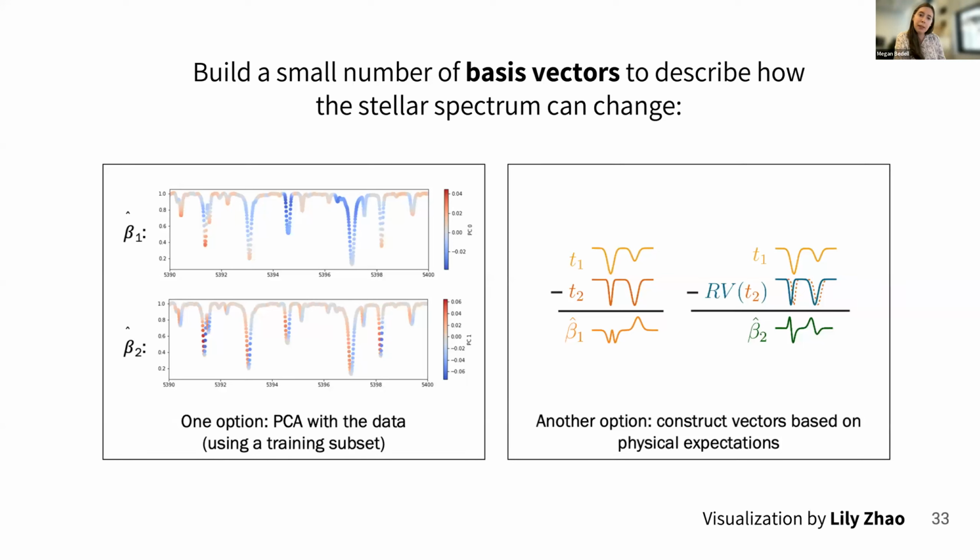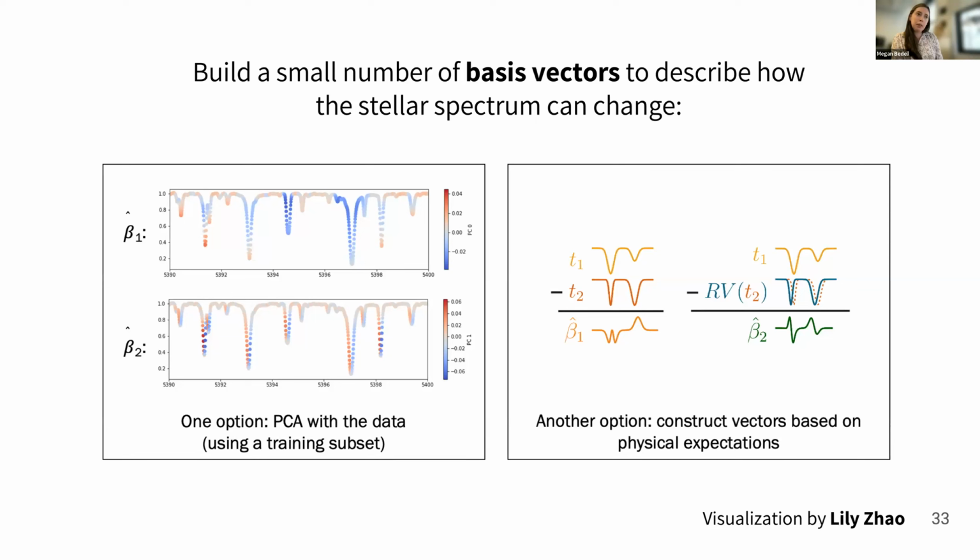One option would be analogous to some of the stuff I was talking about in wavelength calibration. We could do PCA or some other dimensionality reducing technique on the data itself, using some subset of the data so that we can properly test with the left out validation data. So we could construct our basis vectors of the spectrum using PCA, which would be probably the most data-driven option here.